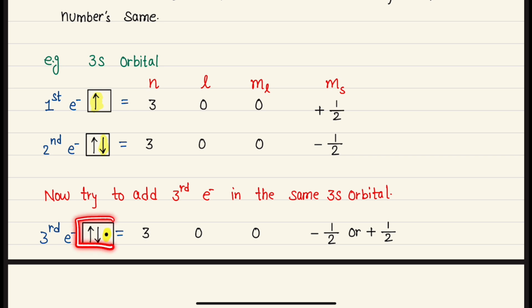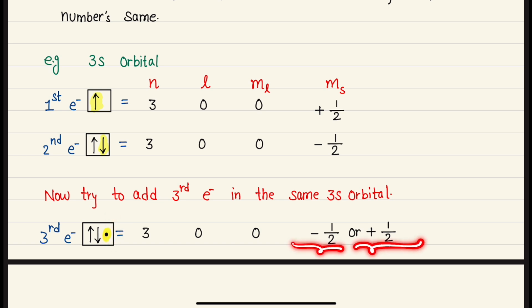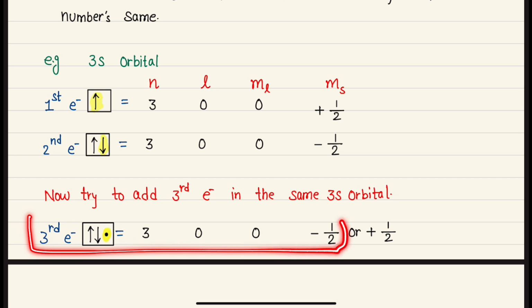So for the third electron, we have the same n value 3, L value 0 same, ML value 0 same, but the Ms value, the magnetic spin quantum number, this third electron can point in the up direction or it can point in the down direction. Both are possible. Understood? Minus half also or plus half also. Suppose, for instance, you take minus half for the third electron, it means the electron is here like this.